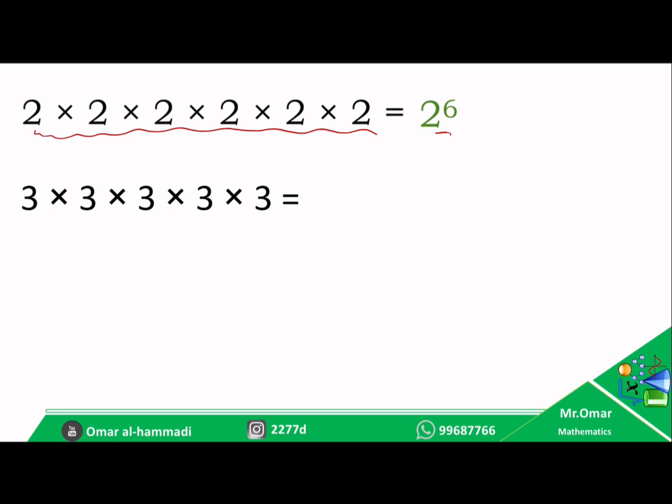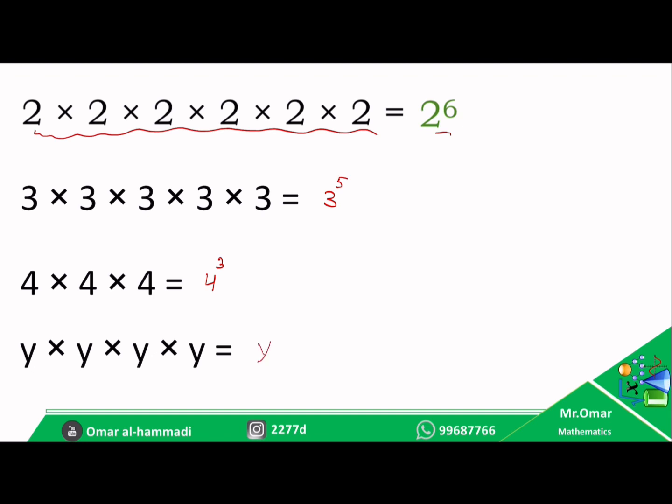And here we have an exercise. 3 multiplied by 3, 3, 3, 3. How many times? 1, 2, 3, 4, 5. So 3 to the power 5. And here 4 to the power 3. For example, we have y, not a number. Y, 1, 2, 3, 4. 4 times. So y to the power 4. Clear? This is the power or exponent or index.